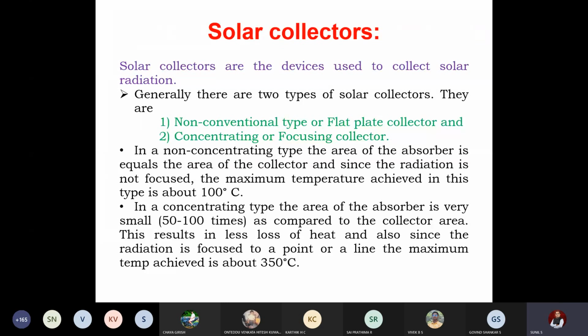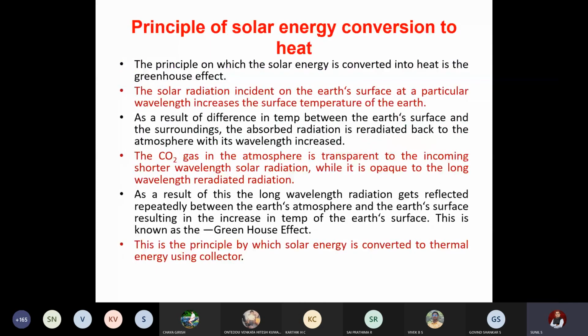They are the devices used to collect solar radiation. 2 types of collectors are commonly used: non-concentrating conventional type or concentrating type. Then we discussed the principle of energy conversion to heat, that is the greenhouse effect. In simple words, it is mimicking nature. In nature, a phenomenon is taking place, the greenhouse effect. So you compare it, and you design a system which works similar to the greenhouse effect, which is useful to mankind.